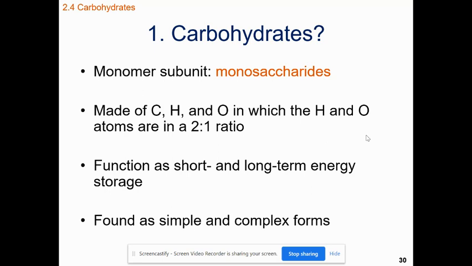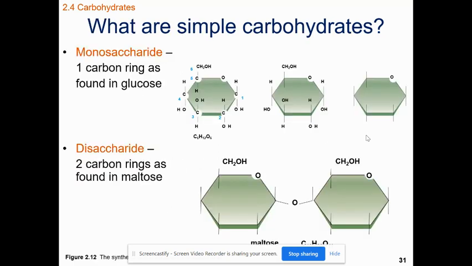So now we're in section 2.4. The monomer subunit, meaning carbohydrates, are all built out of monosaccharides, which is just a single sugar. They're made of carbon, hydrogen, and oxygen, and the ratio of hydrogen and oxygen is about 2-to-1. So there's about twice as many hydrogens as there are oxygens. The function of carbohydrates is short and long-term energy storage. In fact, glucose is a type of carbohydrate. It's a monosaccharide, and that's your blood sugar. That's where you're getting energy to do most of your work. They can be found as either simple or complex forms.